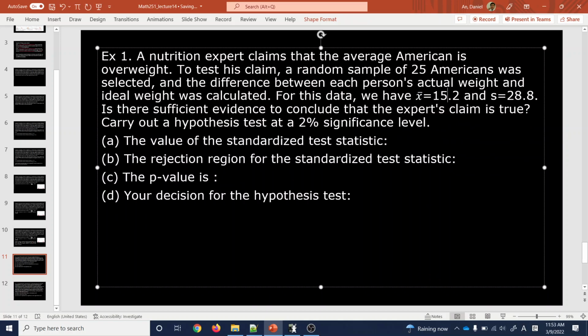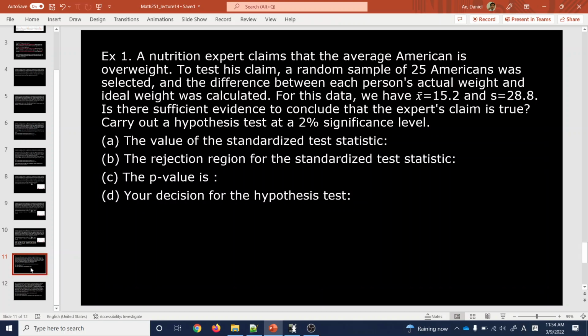Okay, x bar equals 15.2, and the sample standard deviation is 28.8. And the question is: is there sufficient evidence to conclude that the expert's claim is true? Carry out a hypothesis test at a 2% significance level.